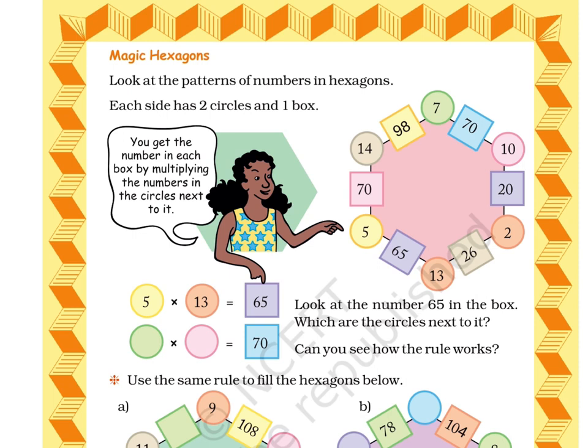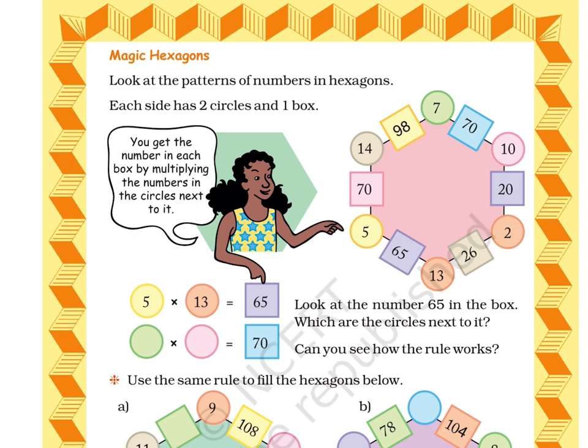Part 2. Page 104. Magic hexagons. Look at the patterns of numbers in hexagons. Each side has 2 circles and 1 box. To the right side of the page, we see a hexagon with many different numbers displayed in squares and circles. Each side has 2 circles and 1 box.